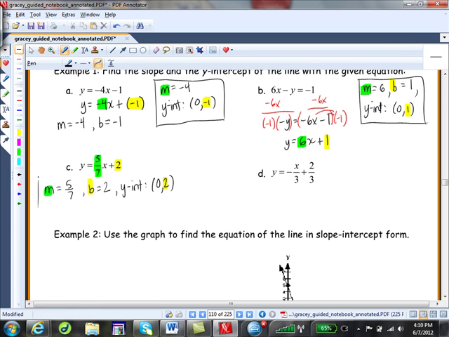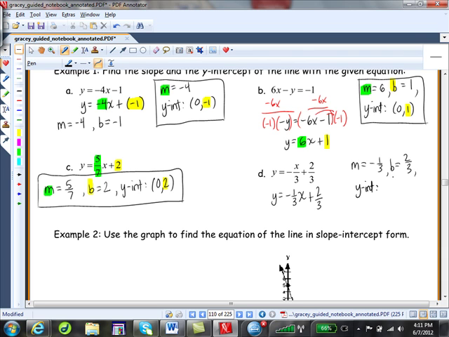All right, and last but not least, we've got this guy over here. Now this one's a wee bit tricky. It might be worthwhile to write it as y equals -1/3 times x. Do you see that if you did that, you would get -x/3? Good. So therefore that makes our slope be the -1/3. B equals 2/3. So our y-intercept is 0, 2/3.